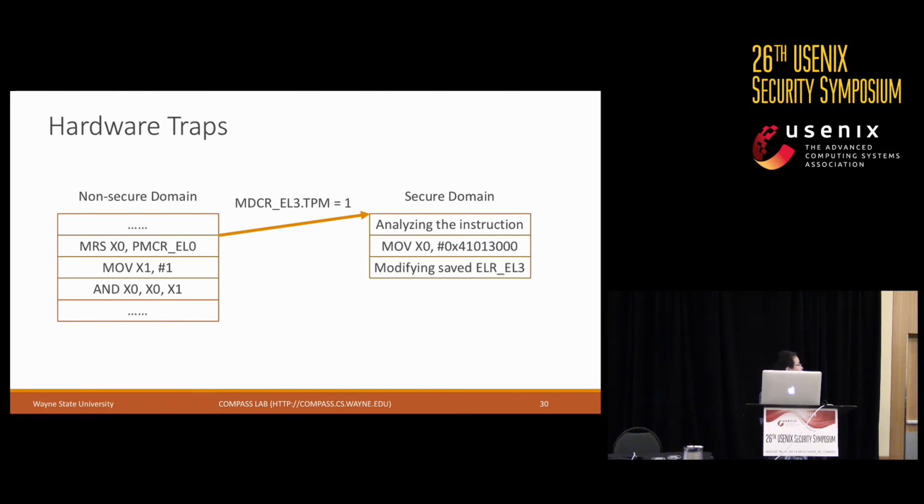Then we have to modify the value of the exception link register, which contains the exception return address, so that once we get back to the non-secure domain, we can bypass the MRS instruction. Finally, we just use the ERET instruction to resume the execution of the non-secure domain. With these actions, we can protect the PMU registers like PMCR_EL0 from being accessed by the non-secure domain.